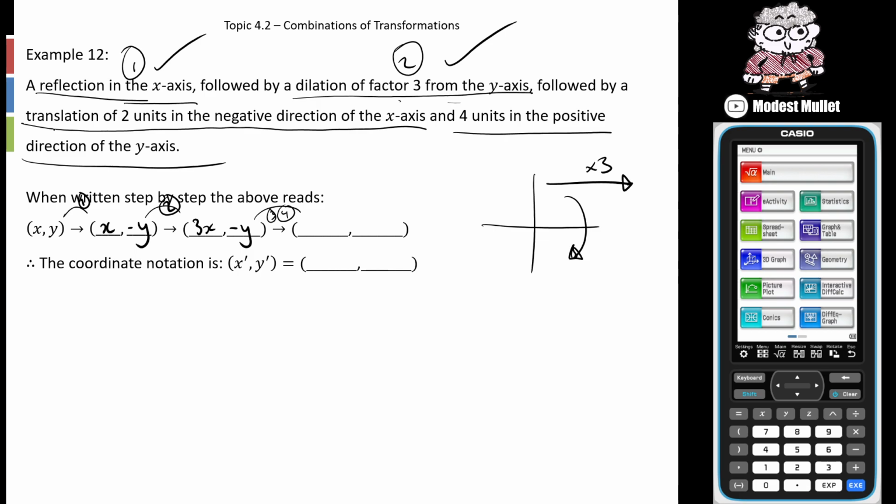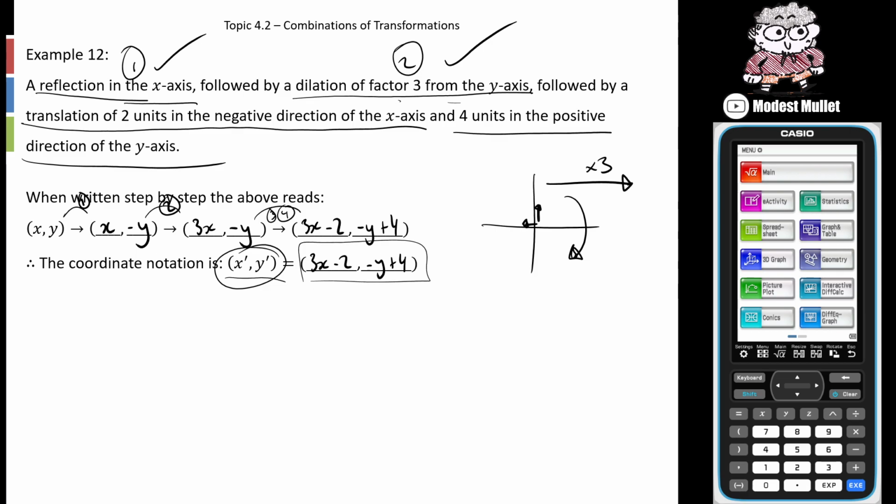Okay. And then we've got to translate 2 units in the negative direction of the x-axis. So we are moving everything minus 2 this way. So our 3x is then having 2 subtracted from it. And our y-coordinate, 4 units in the positive direction of the y-axis, so our negative y is then having 4 added to it. So now that we've applied all those, we can see our x dash, y dash would be equal to 3x minus 2 and negative y plus 4. So that's our new coordinate point relative to our old coordinate points.